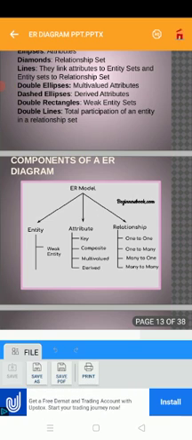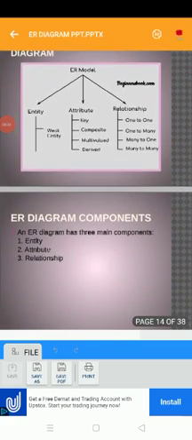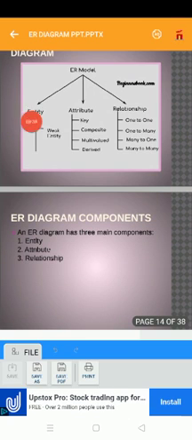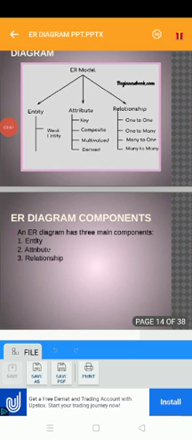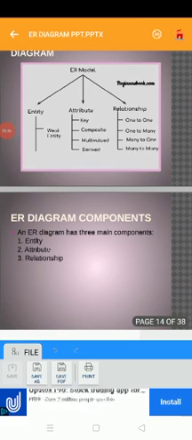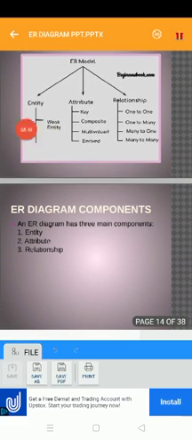The ER model is basically classified into entity, attribute, and relationship. For entity, we have two types, strong entity and weak entity. For attributes, there are key attribute, composite attribute, multi-value attribute, and derived attribute. Relationship has many types; first we take four: one-to-one, one-to-many, many-to-one, and many-to-many. In ER diagram, there are mainly three components: entity, attribute, and relationship.